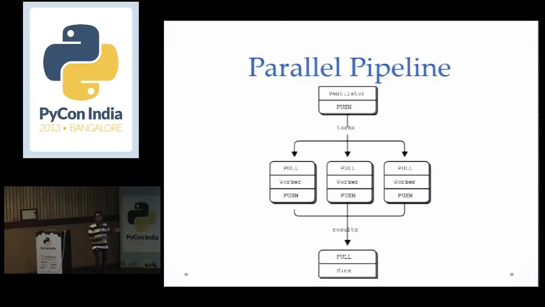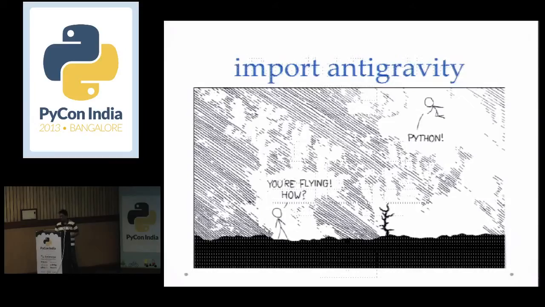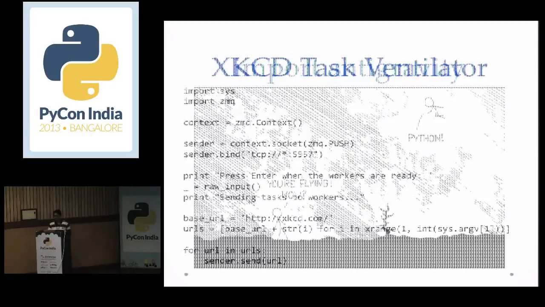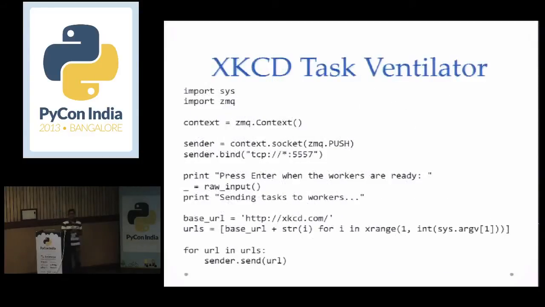So the sink does that. So, a quick demo, and for this we will be using anti-gravity from XKCD. The task is very simple. I'm going to loop through all the XKCD comics from 1 to, say, 10, and I want to extract the title of each.